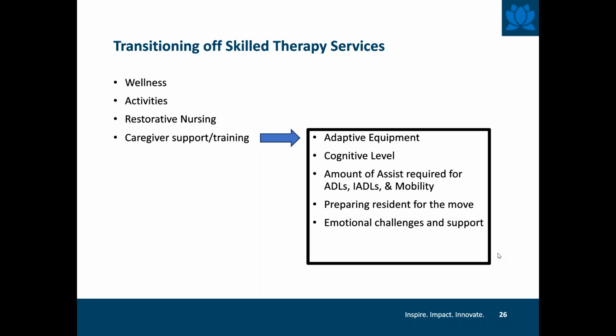We also want to follow through on referring appropriate patients to restorative nursing programs and providing proper training and handoff to the restorative nursing aides. And finally, we want to ensure caregiver training and support has been provided, such as providing or recommending appropriate adaptive equipment.